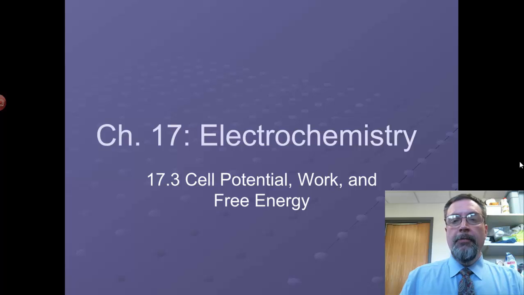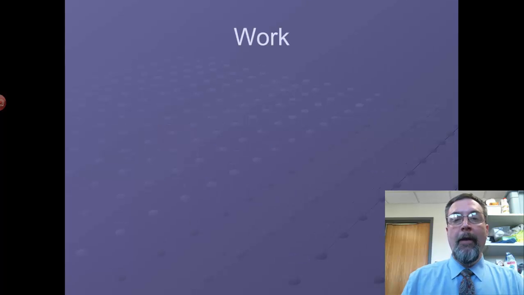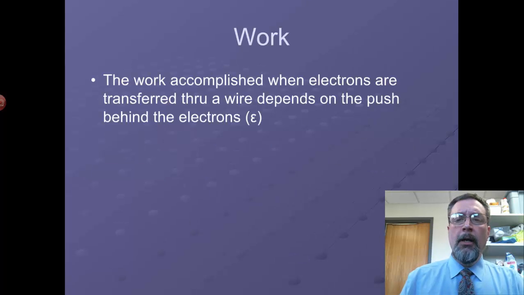So we talked about using the energy of the electron transfer in a galvanic cell, for example, to do work. Well, you may remember that work in chemistry is defined by the Gibbs free energy. And so let's take a look and see how energy fits in with this whole idea of cell potential and work, right? So, depending on the push behind the electrons, in other words, the EMF, E cell, you can either do a lot of work or a little bit of work.